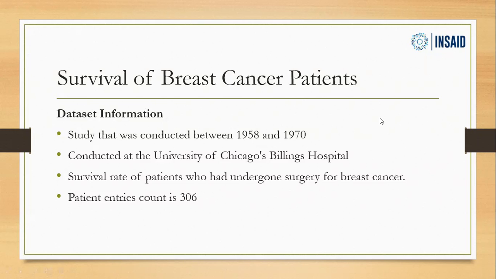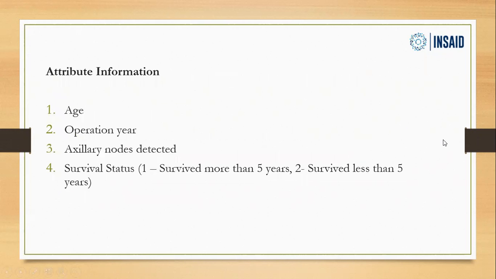In the next slide, you can see the attributes collected from each patient. We have around 4 attributes for each patient. First one is age. At the time of surgery, what is the patient's age? The second one is operation year. In which year was the surgery conducted? Third one is axillary nodes detected. At the time of surgery, how many nodes were detected in the patient?